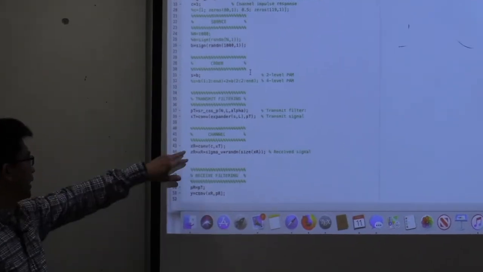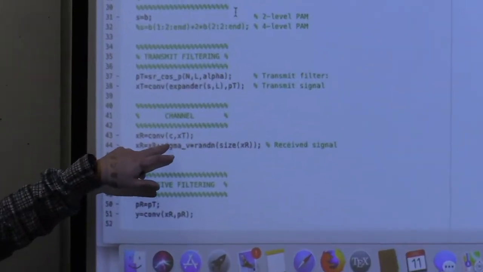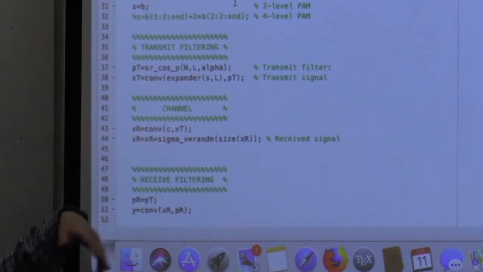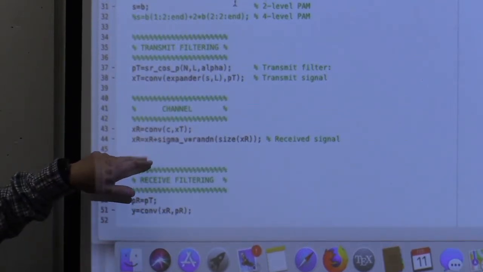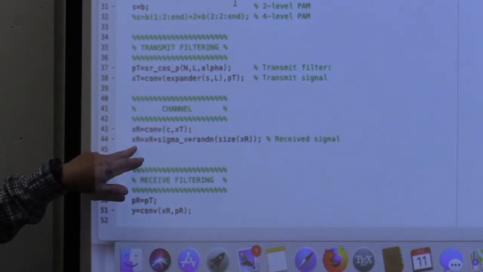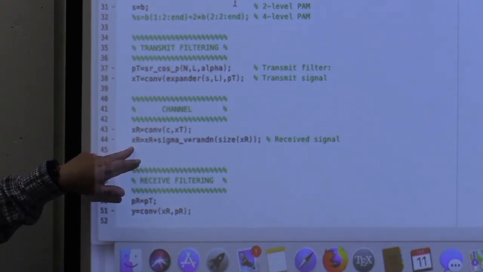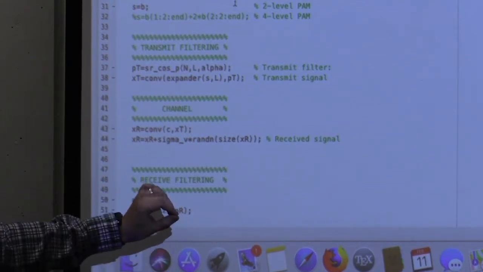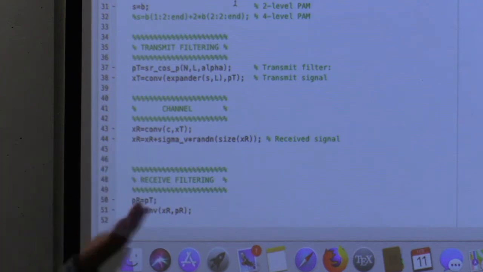Great. So the channel is a convolution between XE and C here. And here our C is just 1, the delta function, so this is nothing. Is that clear? If C is 1, it's just a delta function, just 1 convolved with 1.